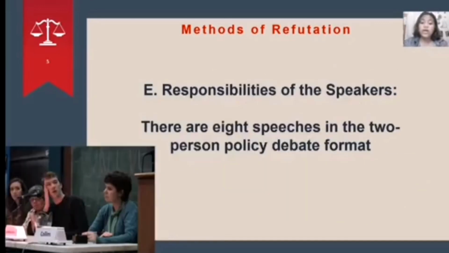Responsibilities of the speakers. There are 8 speeches in the two-person policy debate format. The responsibilities of the speakers were already explained by Ms. Villan earlier, so I will not discuss it further.